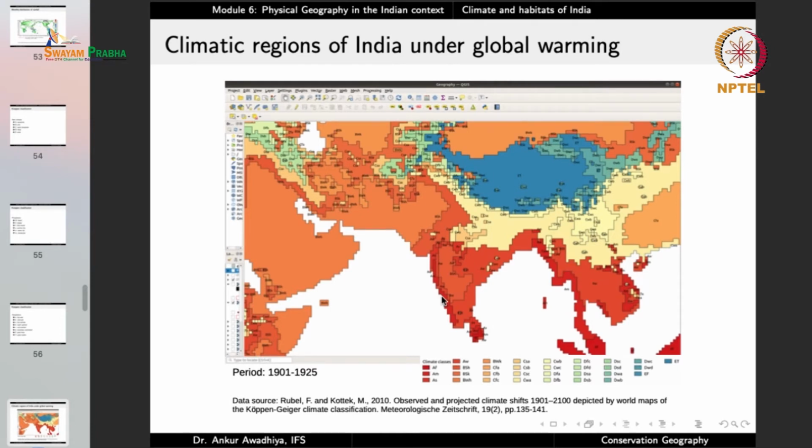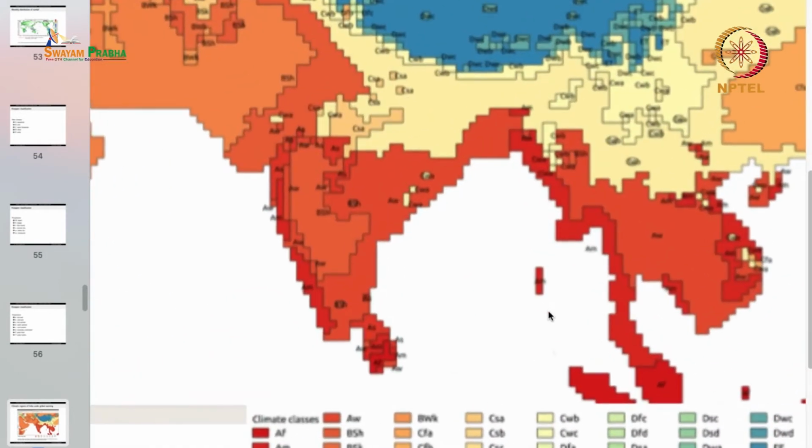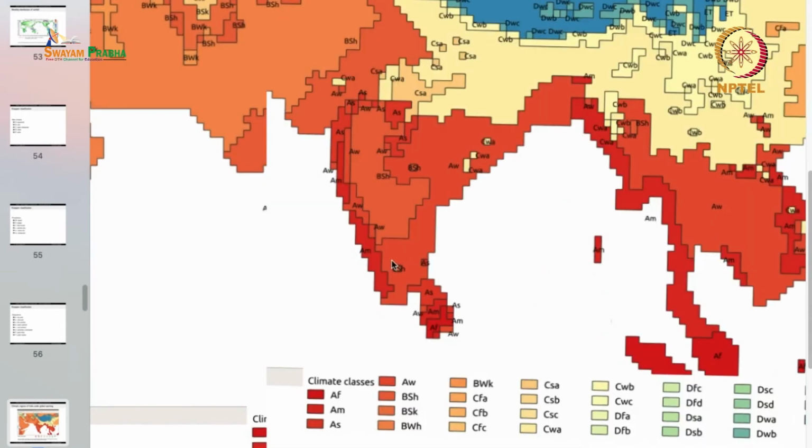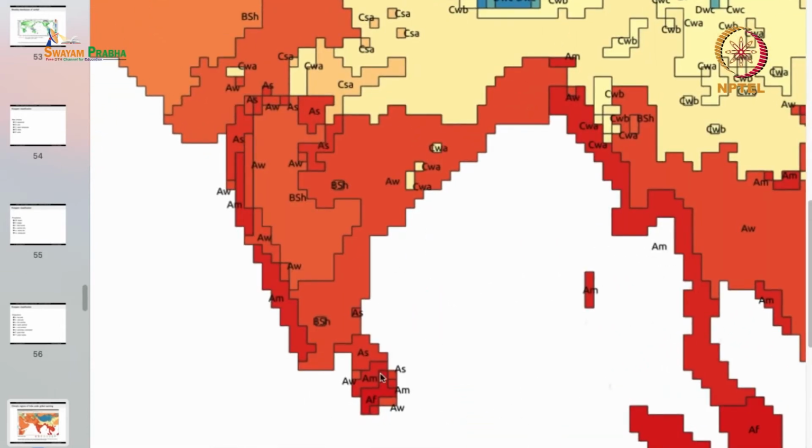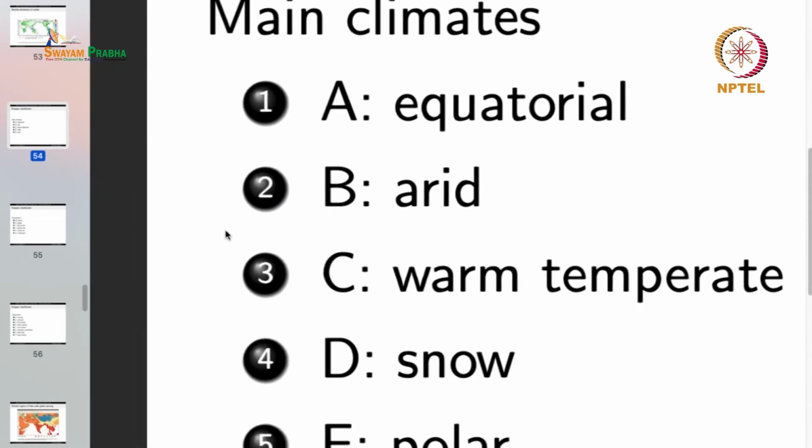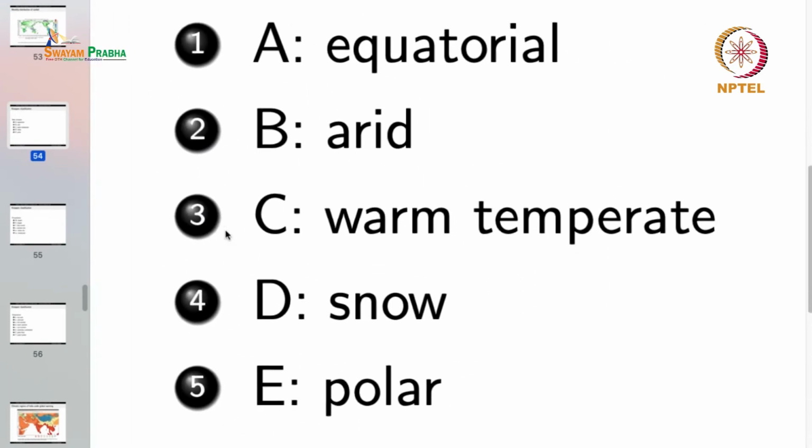Now, coming back to this slide about A, B and C, A is an equatorial climate, B is arid or dry climate, and C is a warm temperate climate. So in this case, what we are observing is that some parts are having equatorial climates, some parts are having drier climates. So you have drier climates in the case of our Thar Desert and also certain portions of the peninsula.